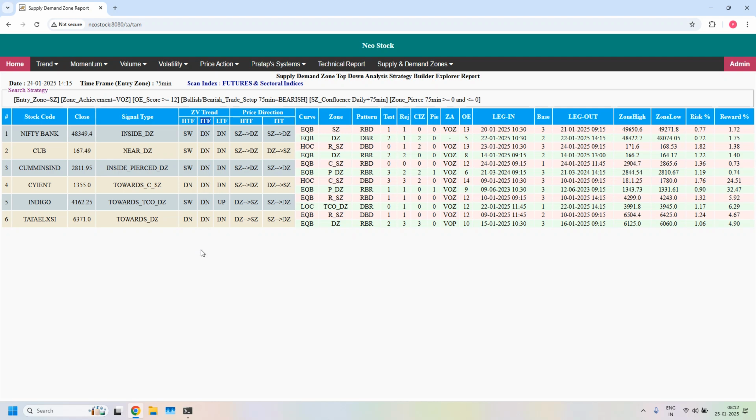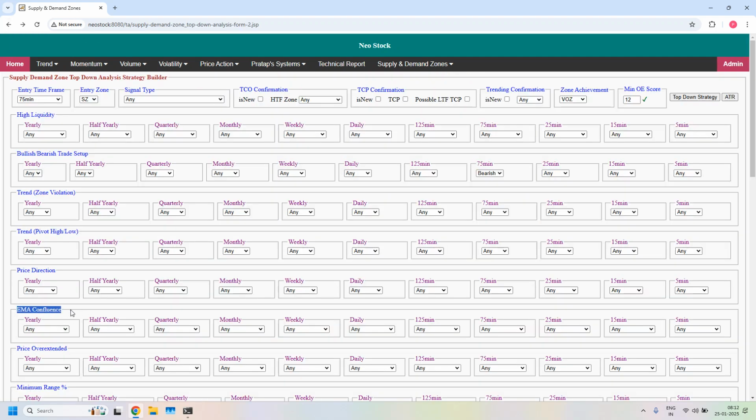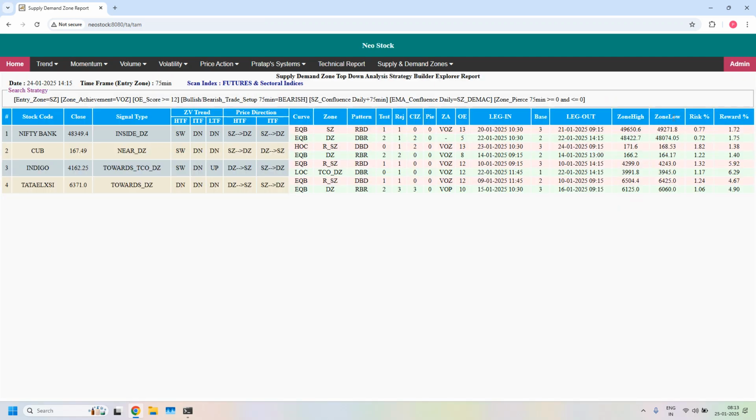And out of these 6, ITF trend is down in all these stocks. Let us verify how many of these stocks are having even EMA confluence. Daily supply zone with daily EMA confluence. So in the EMA confluence at a daily time frame, daily supply zone having daily EMA confluence filter is enabled. Now we got 4 stocks. These 4 are even more high probability trade setup supported supply zones.